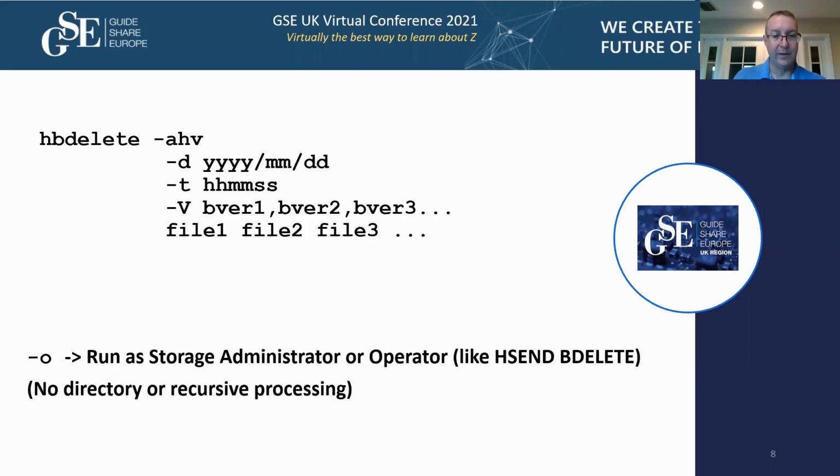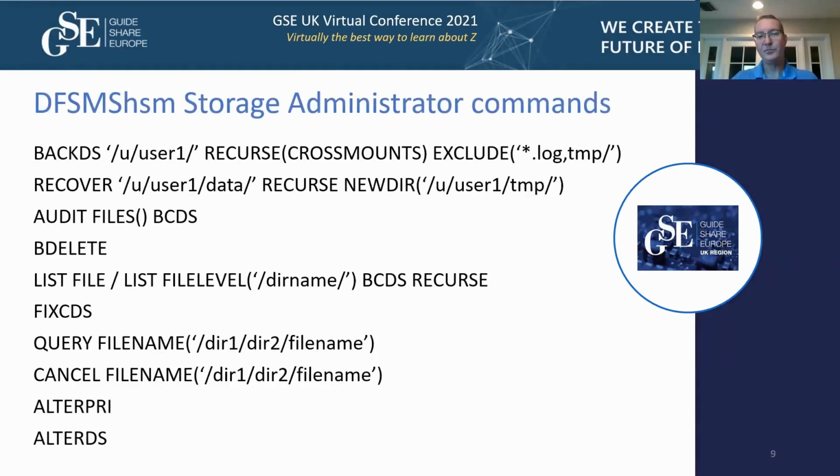And I did want to point out that there is no directory level or recursive processing for the hbdelete command. That was mainly because I did not want to get a sev 1 PMR or case where someone's saying, help, I just deleted all of the backups for my entire system. What do I do? Because I had delete recursive processing.